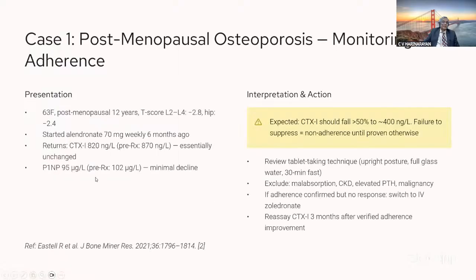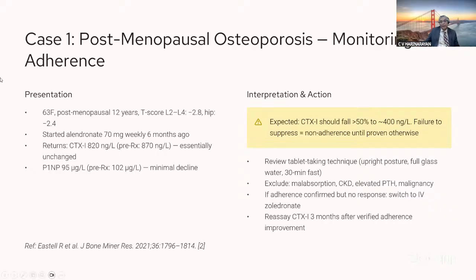So, clinical cases. You have a postmenopausal osteoporosis woman, 64 years, with a T-score of minus 2.8 in the spine and minus 2.4 at the hip, started on alendronate. Returns with CTX in a very high range, essentially unchanged. Pre-treatment is 870, post-treatment is similar. P1NP has minimal decline. Expected CTX should fall by more than 50%, to 400. So failure to suppress is non-adherence unless proven otherwise.